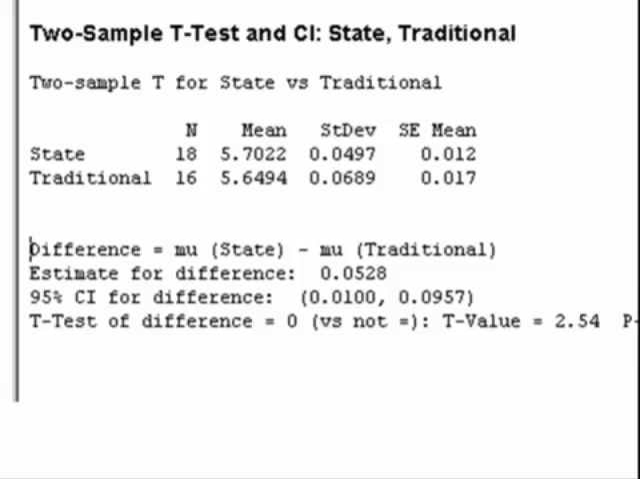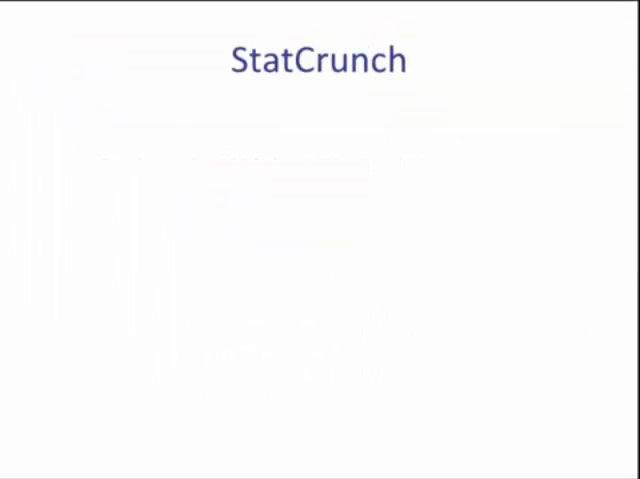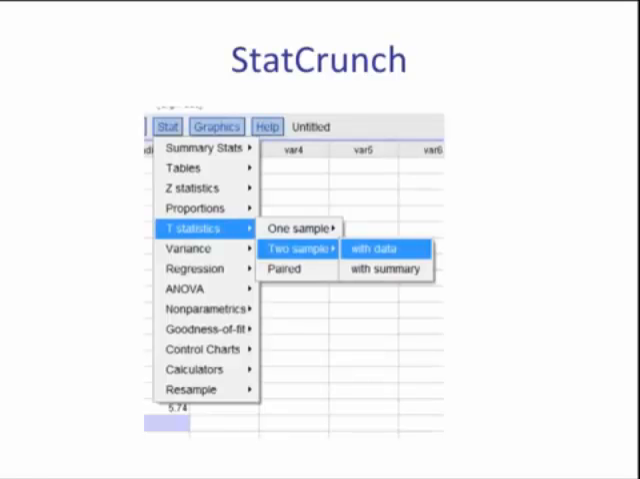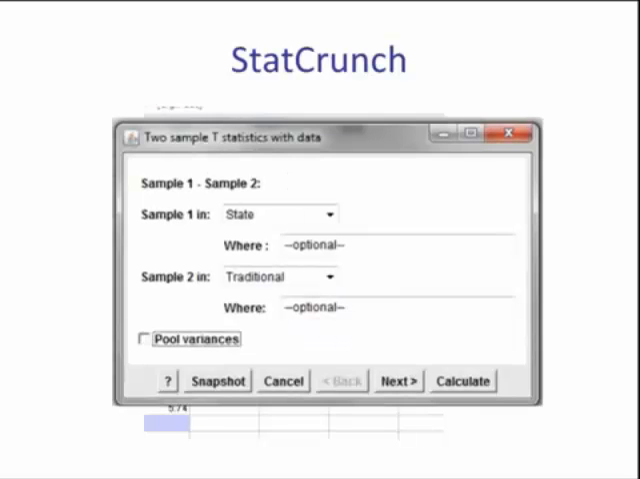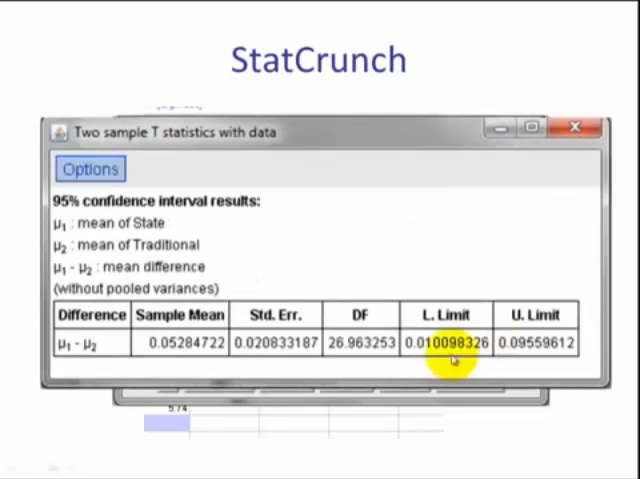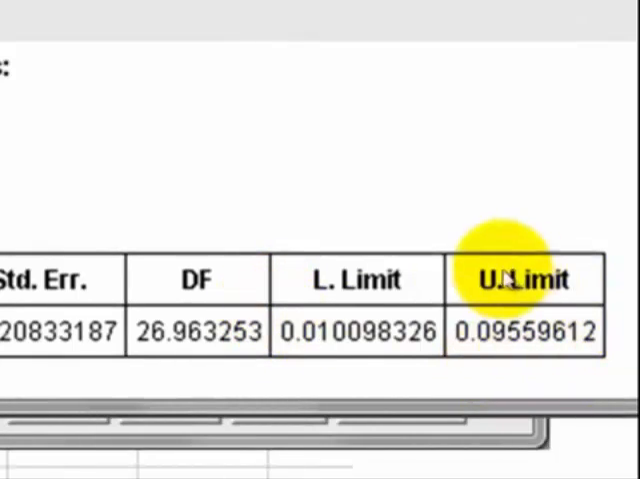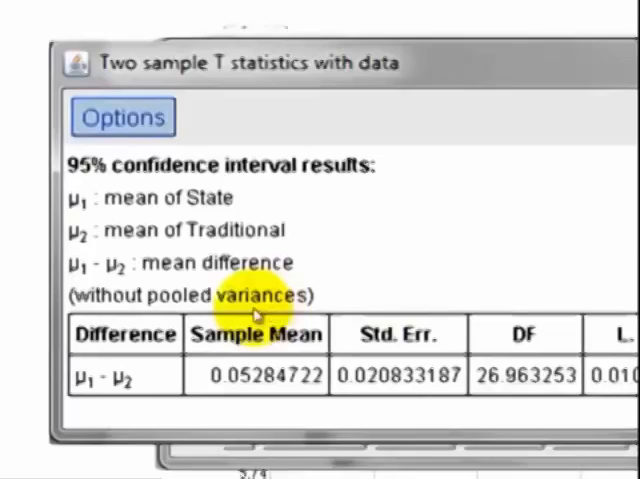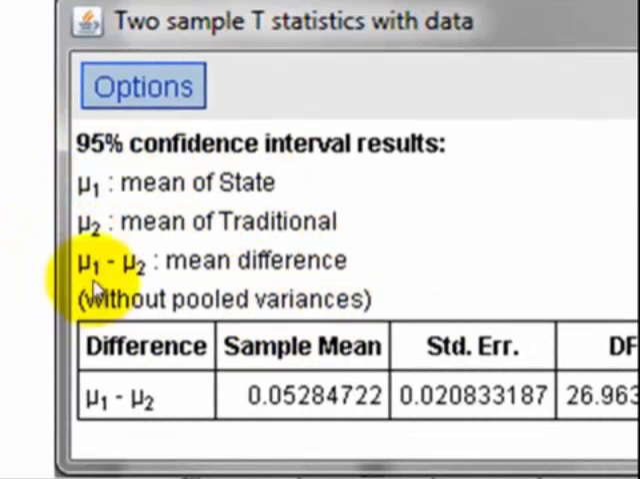Let's look and see how we do this in StatCrunch. We go to Stat, T Statistics, Two Sample, and we have Data. We select the data. State quarters is in sample 1, traditional is in sample 2. We want to make sure the pooled variances option is turned off. We select Next. We change it from a hypothesis test to a confidence interval, and we hit Calculate. Here we have our lower limit and our upper limit for the mean difference, and we can verify the information right up here. It's mu1 minus mu2 mean difference without pooled variances.